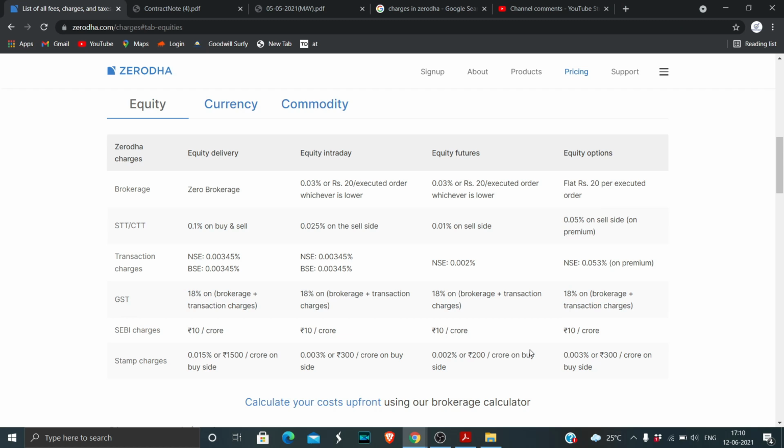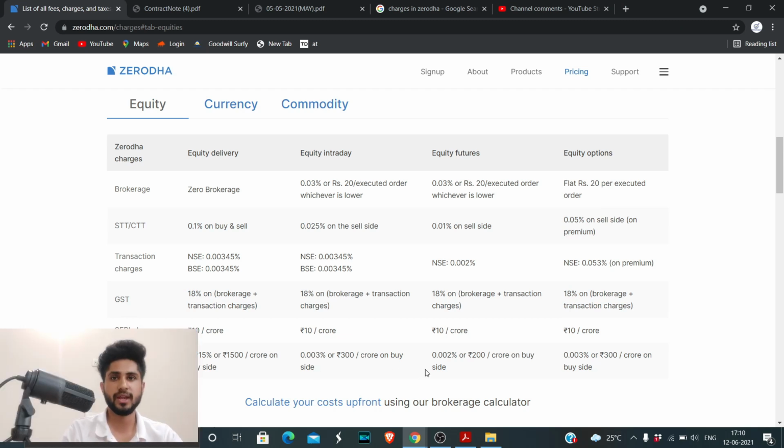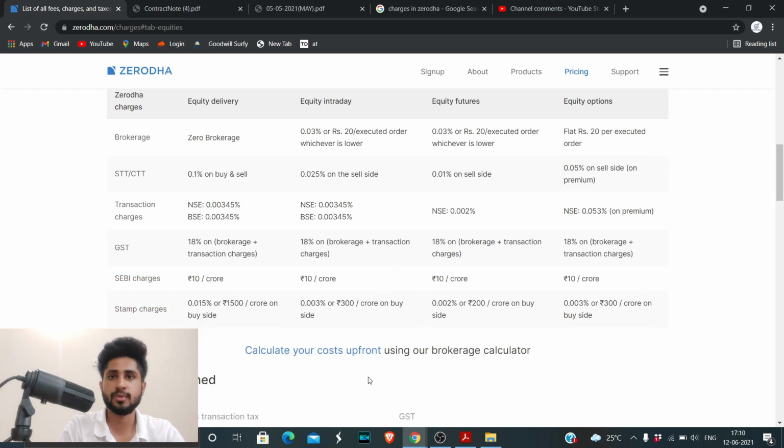Let us understand the charges an option trader pays to the government as well as to the exchange. There are 5 main charges. As you can see, I have taken this tab from Zerodha. They are the number one discount brokers, but we don't trade with them. There were a few drawbacks which we were not really happy with.